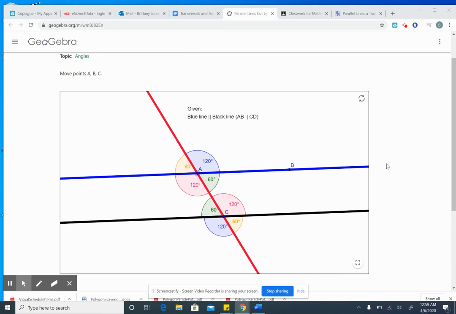Let's take a look at this diagram to help us understand how to use our new vocabulary words and how to identify angle measurements. The colors are really helpful in this diagram. So as you can see, we have two parallel lines. One is blue and one is black, and they are cut by a transversal line, which is red.